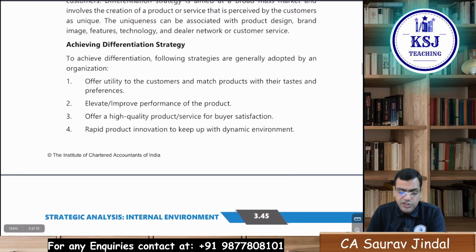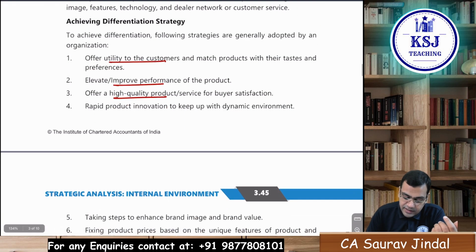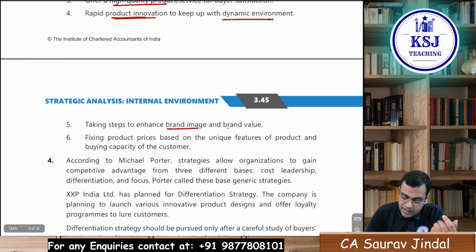Achieving the differentiation strategy, what are the things you need to keep in mind? You need to offer utility to the customers, elevate or improve the performance of the product, provide a high quality product for buyer satisfaction, and rapid product innovation to keep up with the dynamic environment, enhance the brand image and brand value, and fix product prices based on the unique features.